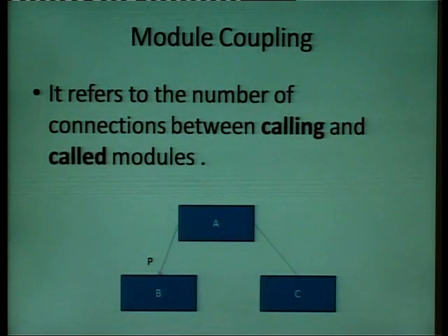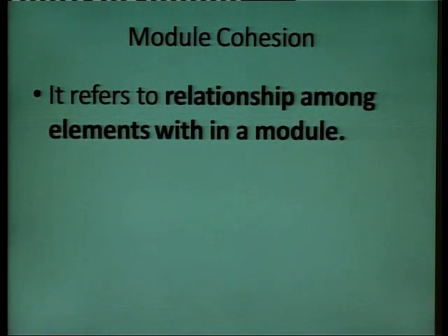So module coupling refers to the number of connections between calling and called modules, and module cohesion refers to the relationship among elements within a module. These are the most important criteria to evaluate the specifications.